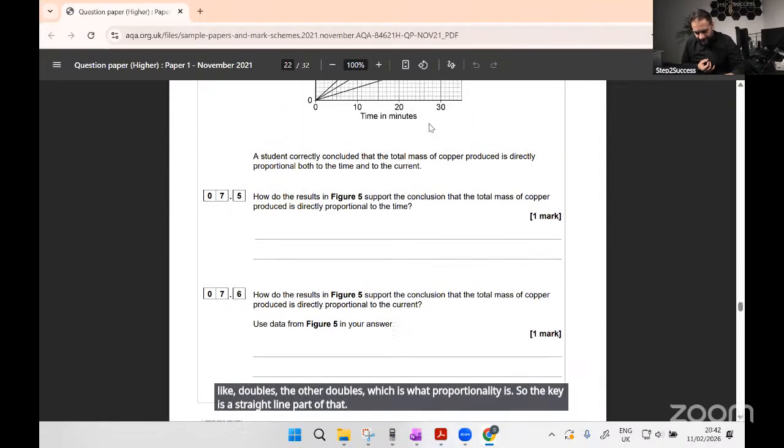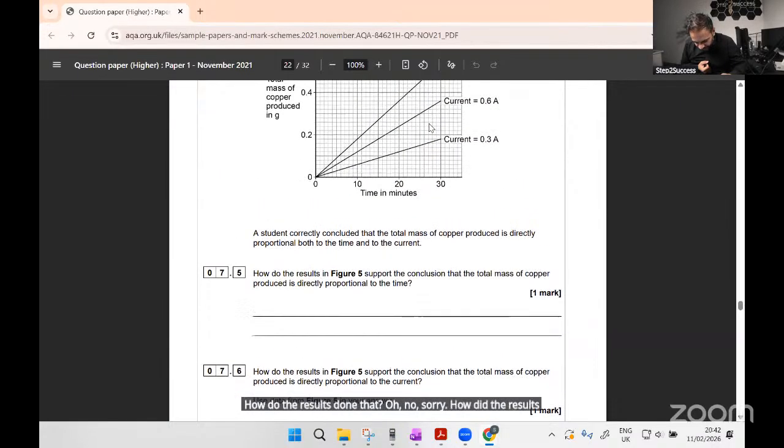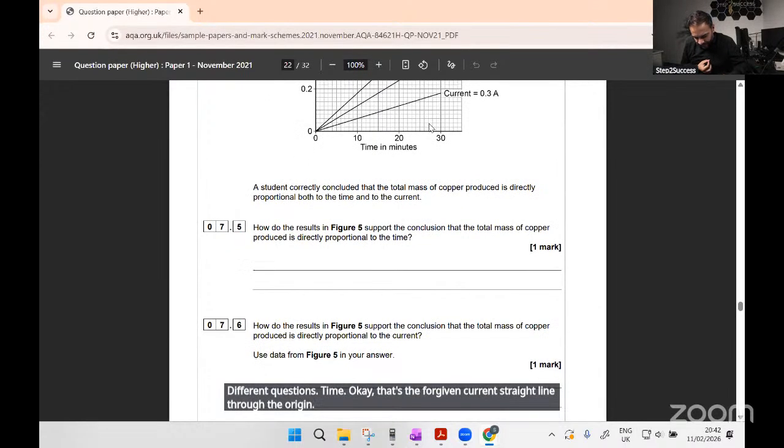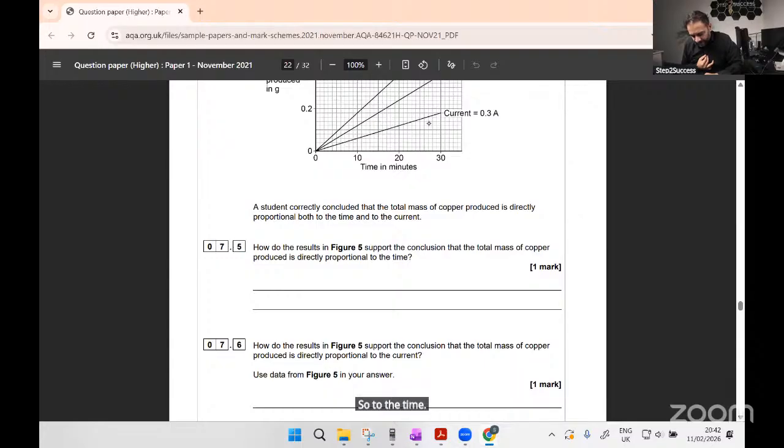How do the results support it? Oh no, sorry, different questions. Time. Okay, that's for a given current, straight line through the origin. And then how do the results support the total mass produced being directly proportional to the current? So to the time, okay.